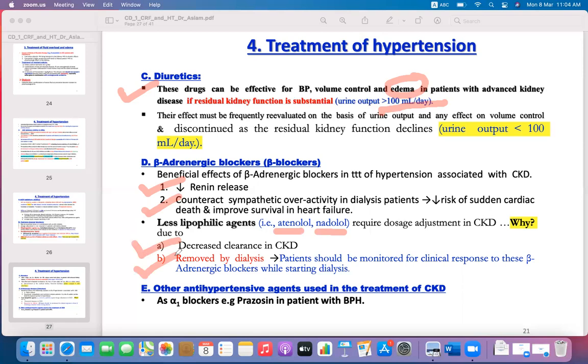And other antihypertensive agents used in the treatment of chronic kidney disease are the alpha blockers, prazosin, in patients with BPH, benign prostatic hyperplasia.